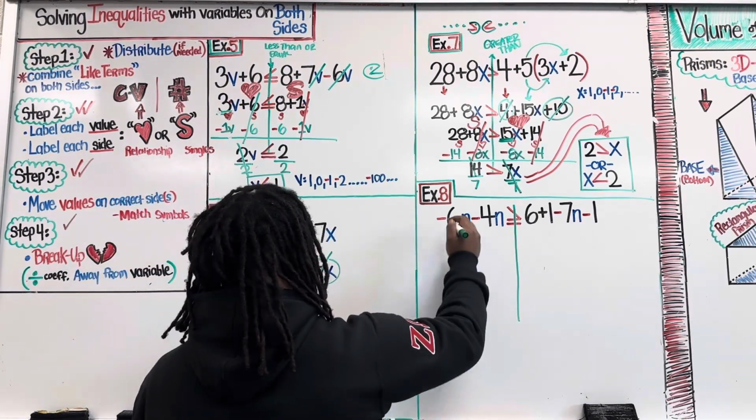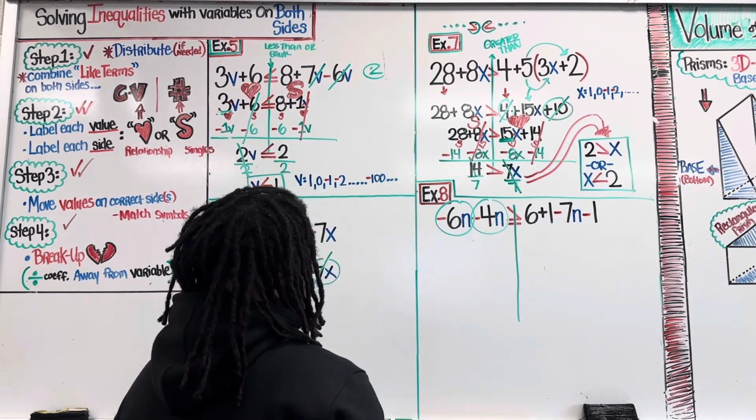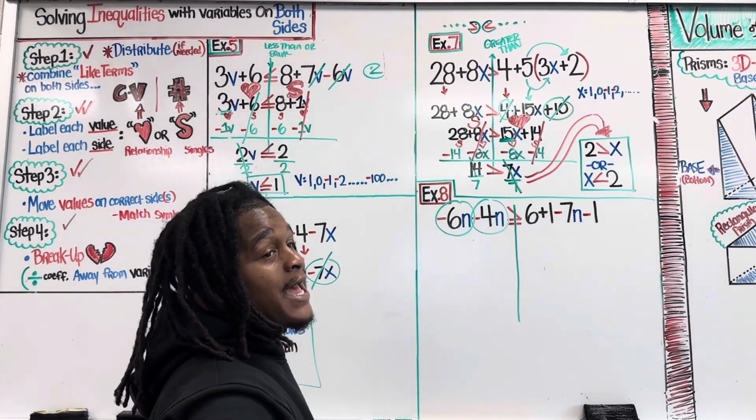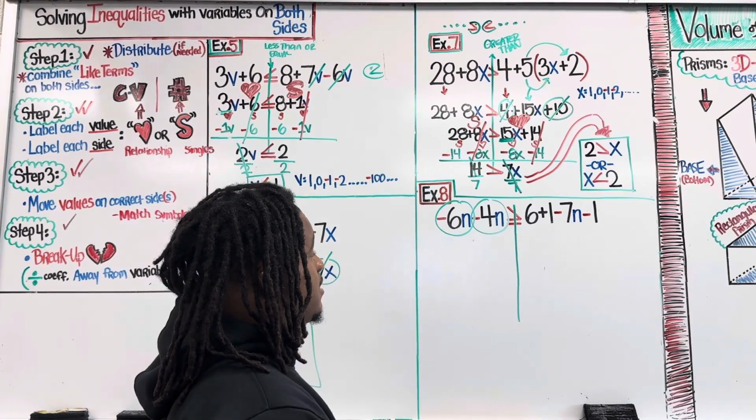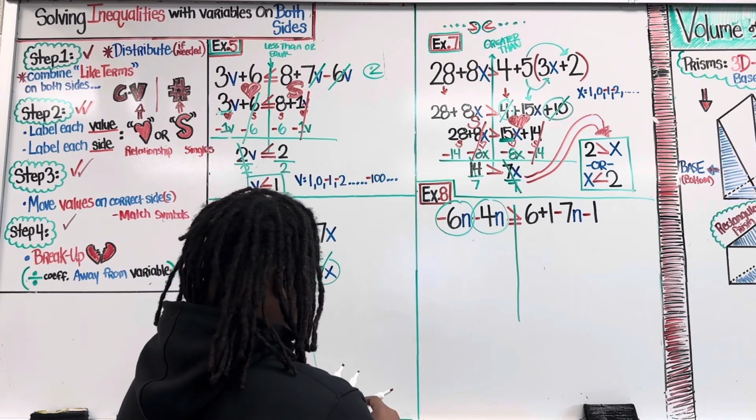I can combine negative 6n with negative 4n, right? If I have two negative values, just add them like positives, but keep the negative sign. Negative 6 plus a negative 4 is a negative 10. So that would be a negative 10n.